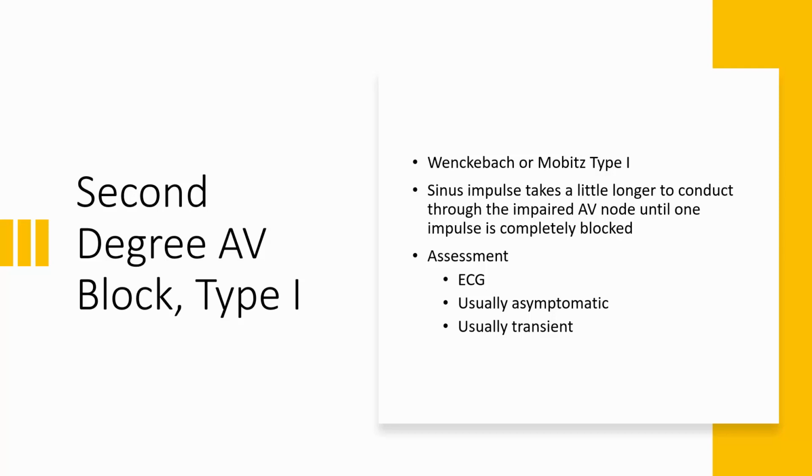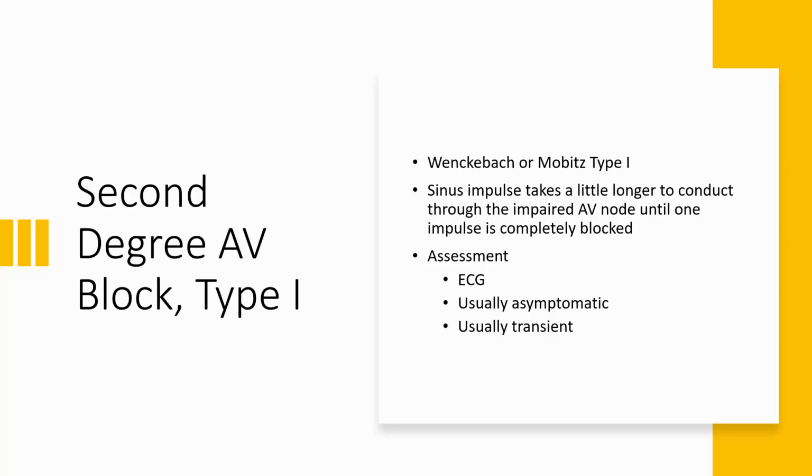So when we look at second degree blocks, you might know of second degree type 1 block. It's also called a Wenckebach block. So if that's your terminology, that's something you want to get in your brain for testing purposes. It's second degree type 1. Essentially what's happening here is the impulses take a little longer to conduct through the AV node until eventually one impulse is completely blocked. So not all the impulses reach the ventricles, and it results in a dropped beat or a dropped QRS complex, because remember, the QRS complex tells us what's going on in the ventricles.